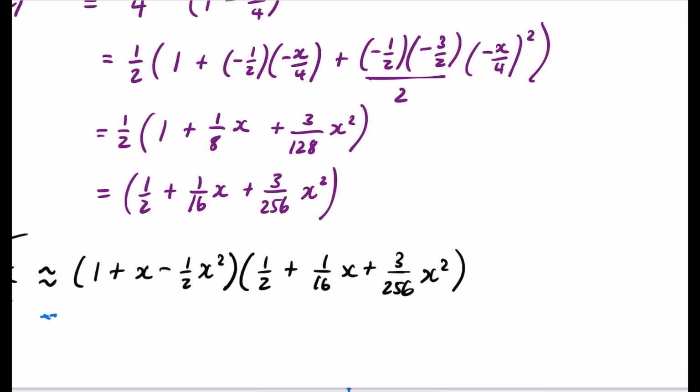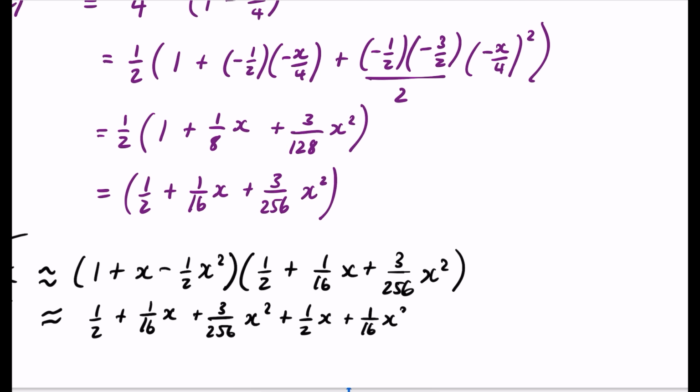So we'll multiply everything to begin with by this 1 in this second bracket. So there'd be the half, there would be the 16th x, and there would be the 3 over 256 x squared. So I've done with that part. I'm now going to multiply everything in the second bracket by x. So I would have the half x, I would have the 16th x squared, but there's no point in multiplying the x with this last term because I get an x cubed, so it's not necessary to write down.